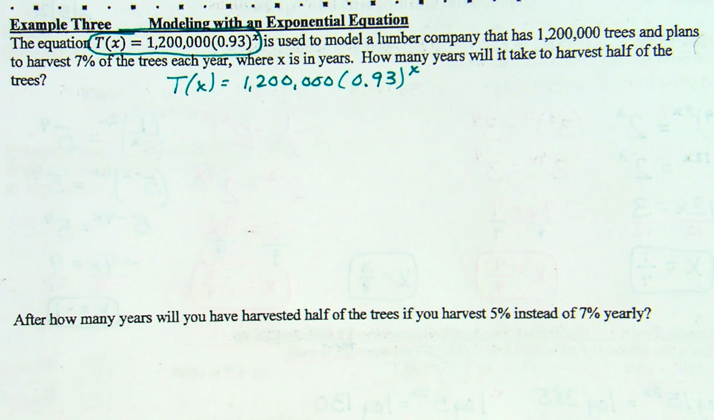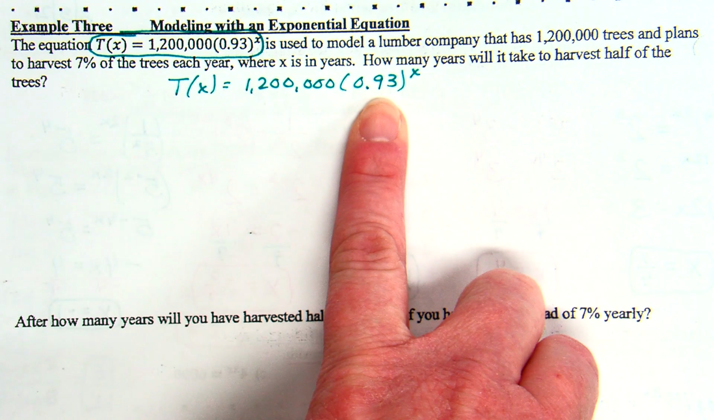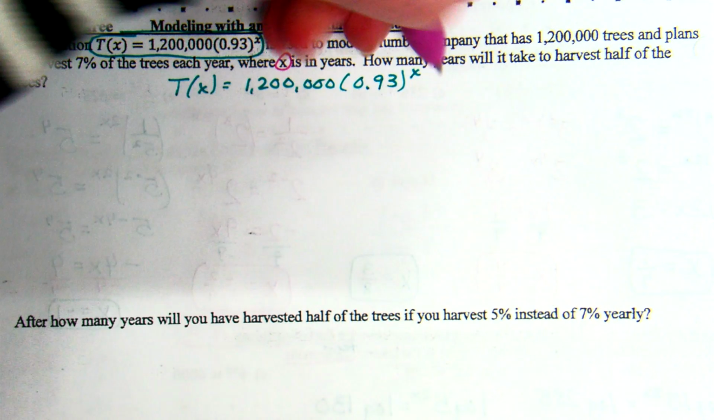Yeah, because if you're harvesting 7% of the trees, you start with 100% of trees, you take away 7%, what's left? 93% of the trees, right? So this is like an exponential decay problem. Now, the question is, how many years, and where is years? So this means we're trying to solve for x. How many years will it take to harvest half of the trees?